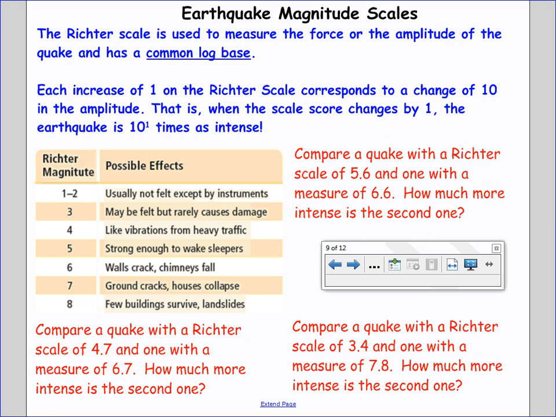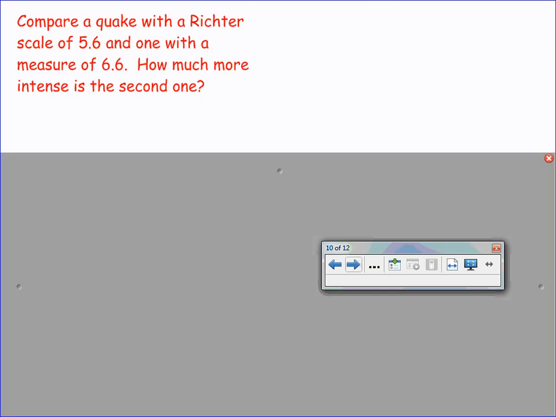All right, let's use our Richter magnitude. Let's compare a quake with a Richter scale of 5.6 and one with a measure of 6.6. At 5, we're talking about things strong enough to wake up sleepers, and at 6, walls are cracking and chimneys are falling. We see only one difference on the scale, but let's see the intensity. How do we do that? Well, the Richter scale is based on powers of 10, so we can take the difference on the Richter scale and then do 10 to that difference.